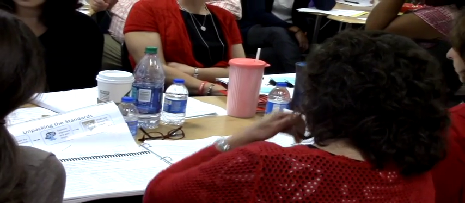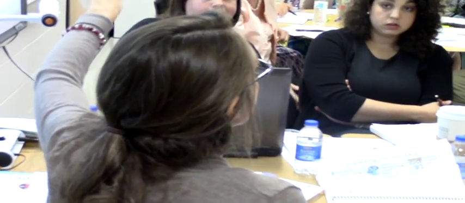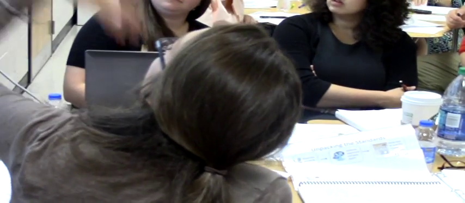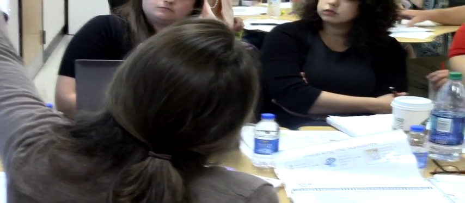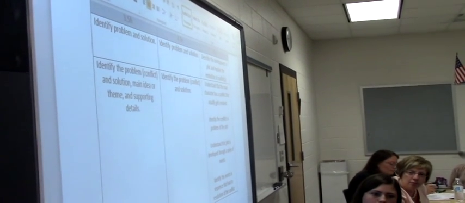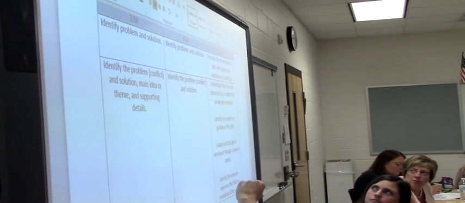Okay, let's look at the vertical alignment. Since I do the vertical alignment, I always start off by describing what I noticed when I was putting it together, and then we all talk about it. So in 3rd grade, they just have to identify the problem and solution, main idea, theme, supporting details. But in 4th grade, it says the same standard, except we do know from what we all looked at in the standards that they have to be able to explain the events. So that's how it helps us understand how it's going to change when they go to 4th grade.